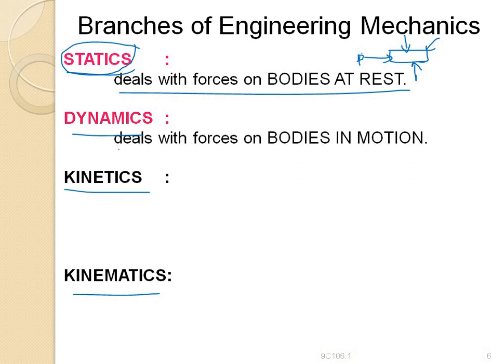And next is dynamics. So dynamics deals with forces on bodies in motion. Bodies in motion means when it is in the running position or in the moving position. Suppose you can see any stretchers or other related auxiliary movements. You can see the bar, a beam or anything.